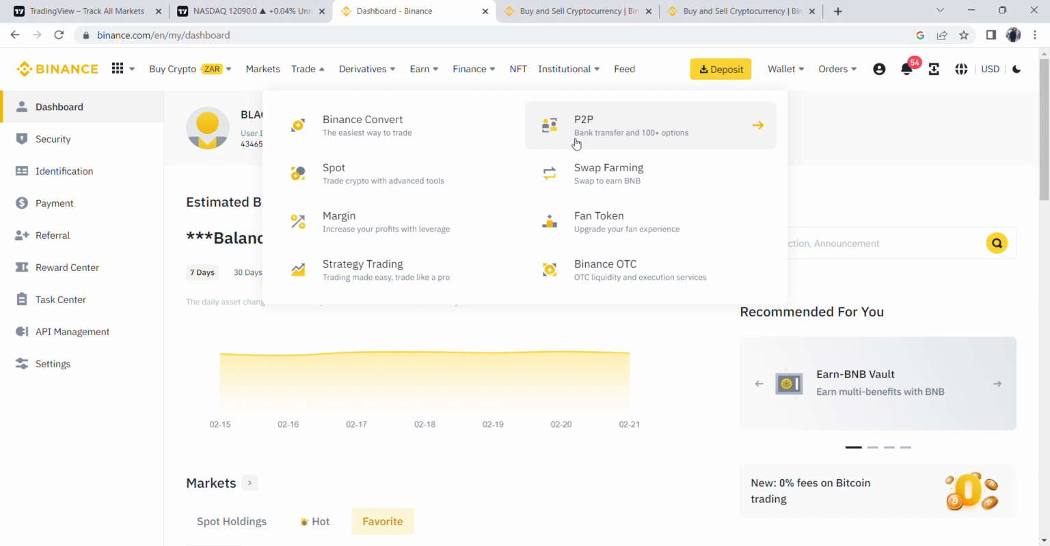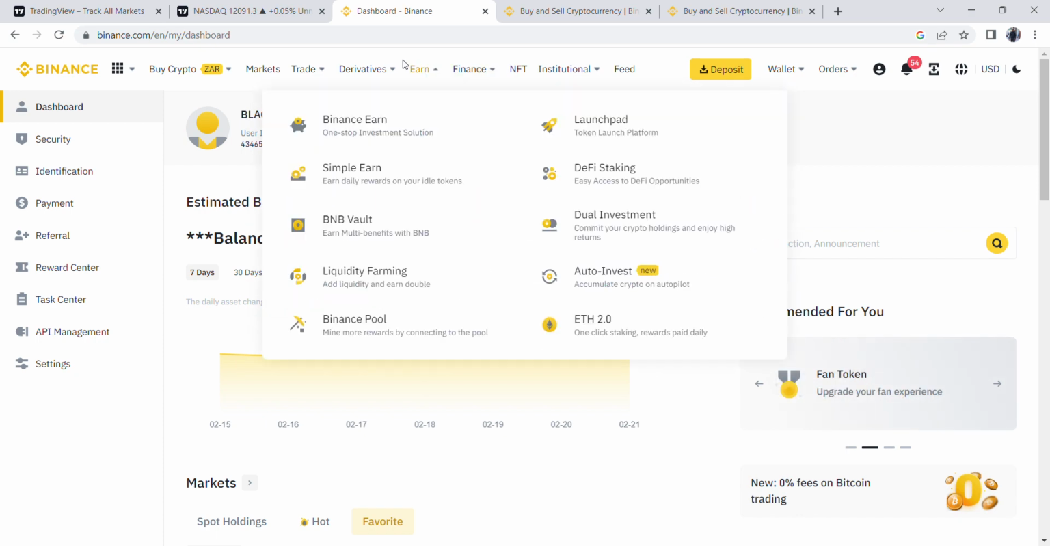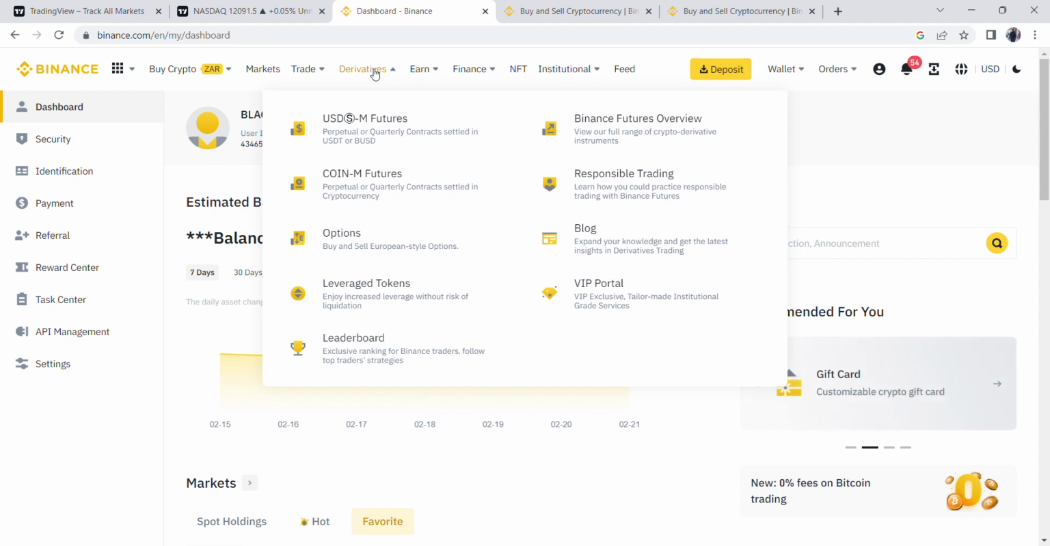P2P is where you buy crypto from other individuals. P2P is peer-to-peer transactions. You buy crypto from another individual on the application. You're not buying from Binance straight, you're buying from people. You can also sell on P2P and sell your crypto to other people. There are always people willing to buy your crypto, and you can add a little markup and make a profit on your crypto. Then this is derivatives trading.